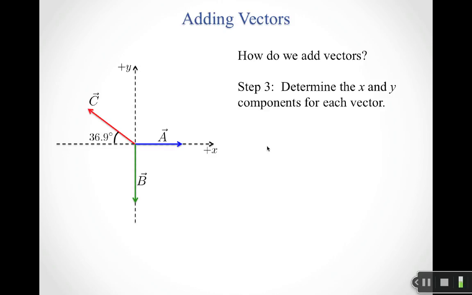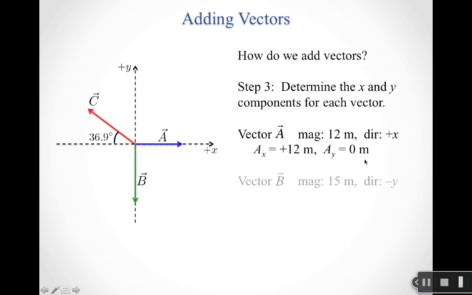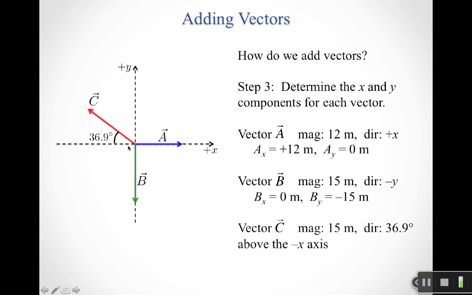Then we need to break each of our vectors up into their components. If we look at, say, vector A, let's say it has a magnitude of 12 meters and points in the positive x direction. So I know that it's going to have an x component of plus 12 meters and a y component of 0. Vector B, let's say it's got a magnitude of 15 meters and points in the negative y direction. So again, I'm going to have an x component of 0, since it lies along the y-axis, and a y component of negative 15 meters.